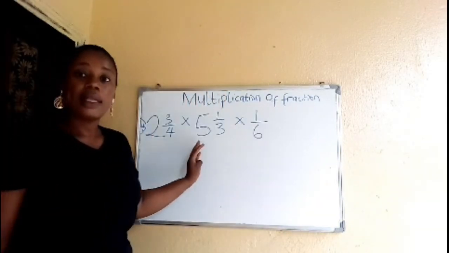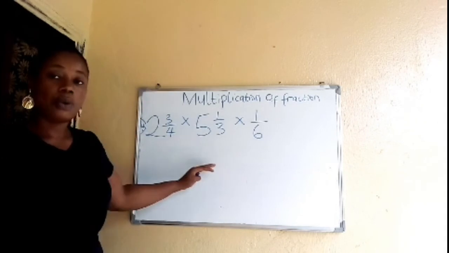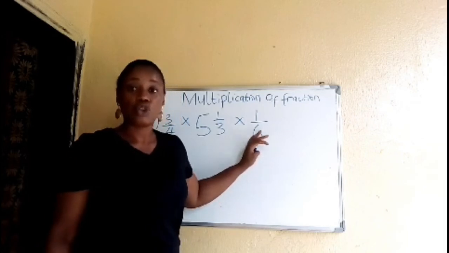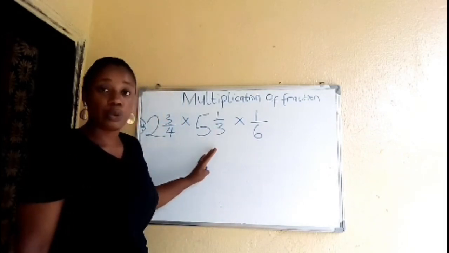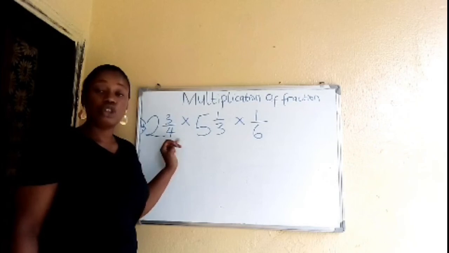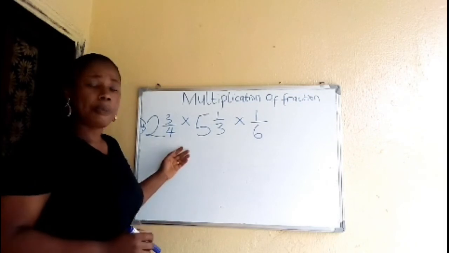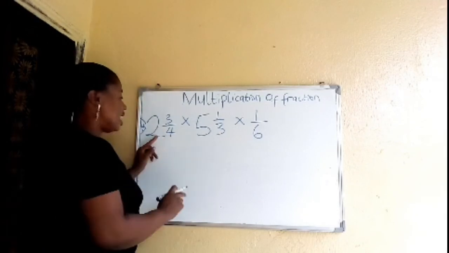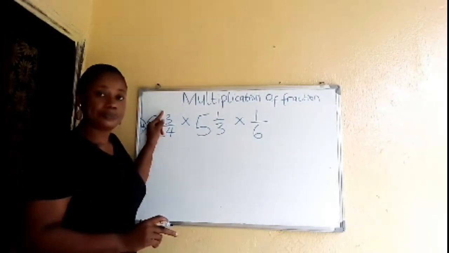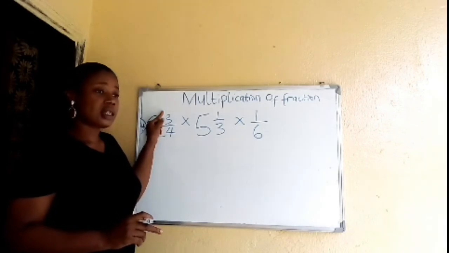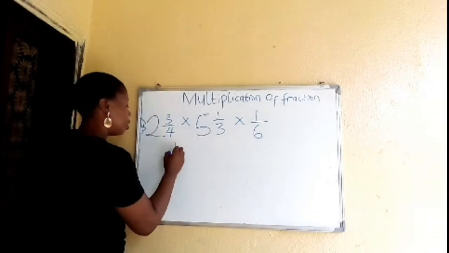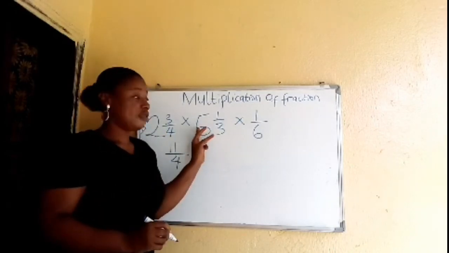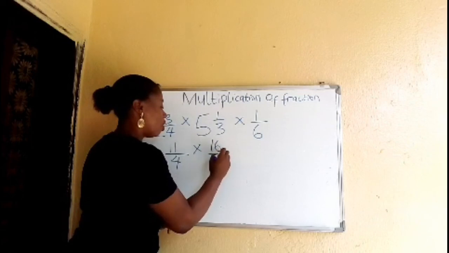Now let us multiply the fourth example. And if you look at this, these are mixed fractions multiplied with a proper fraction. So this can also be done. But remember, you have to change the mixed fraction to an improper fraction before you multiply. Let us do that. 2 times 4 is 8. 8 plus 3 is 11, all over 4. 3 times 5 is 15. 15 plus 1 is 16 over 3.